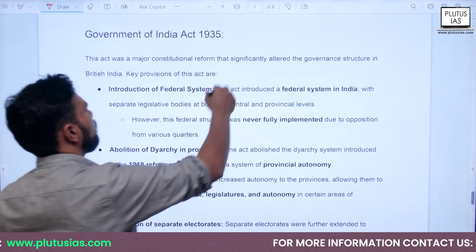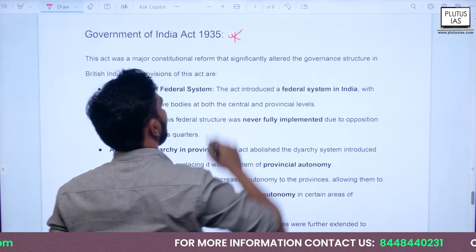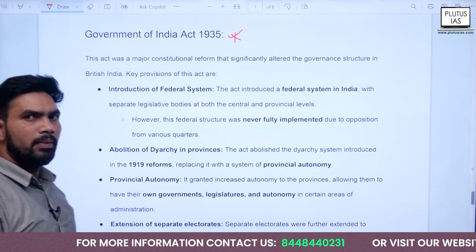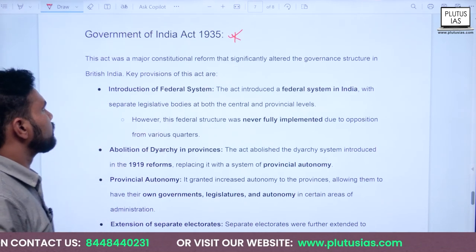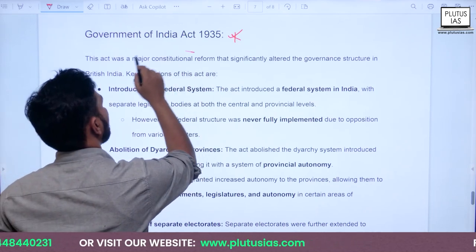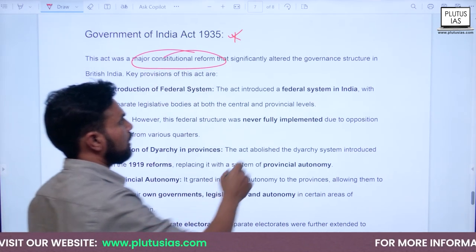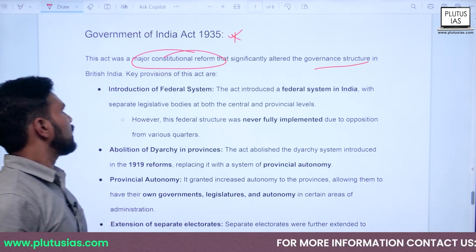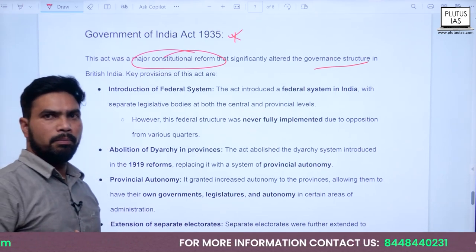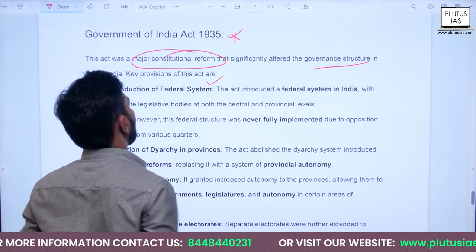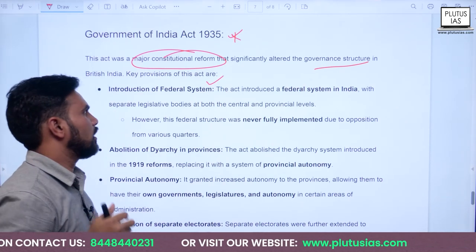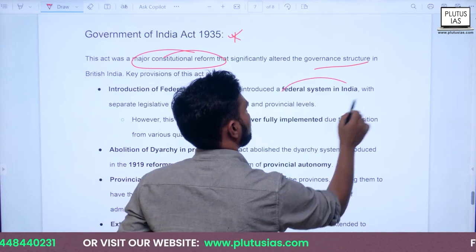The next important and most important act in this series is the Government of India Act of 1935. This is a major constitutional reform that significantly altered the governance structure in India. The major important points in this act are the introduction of a federal system at the national level. So it introduced the federal system in India.